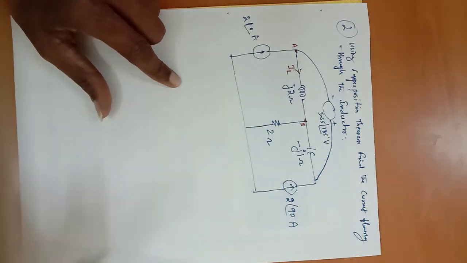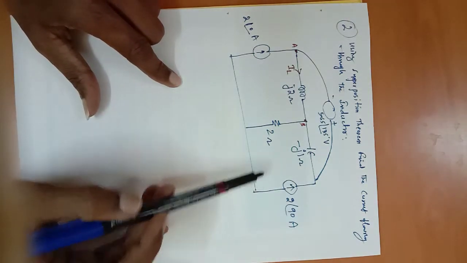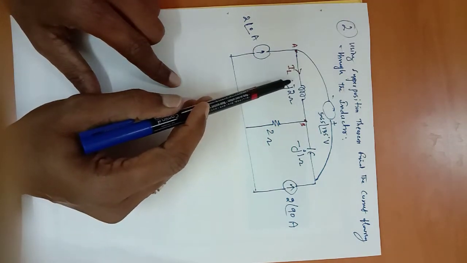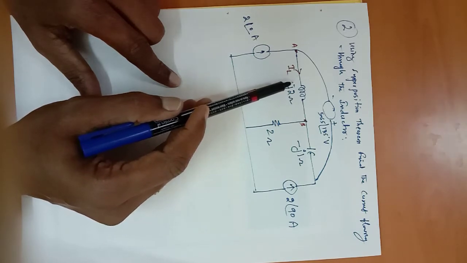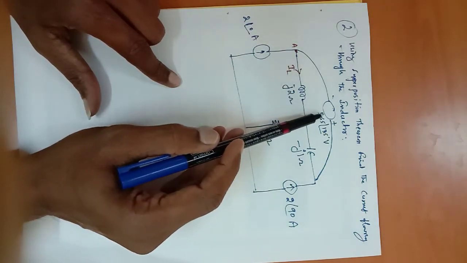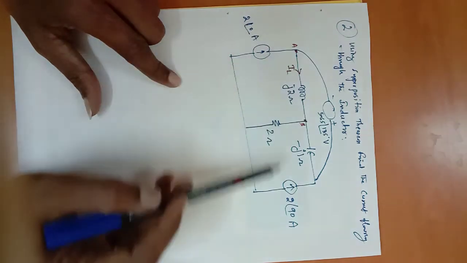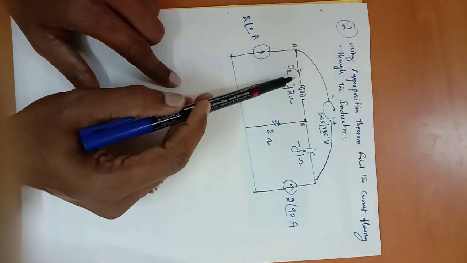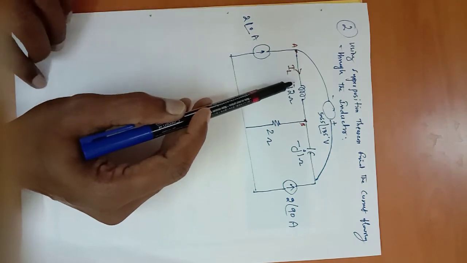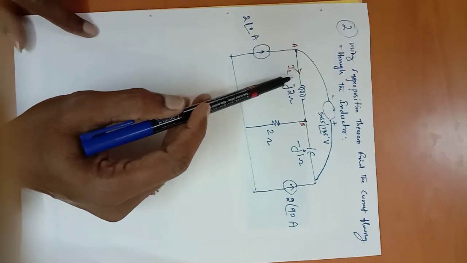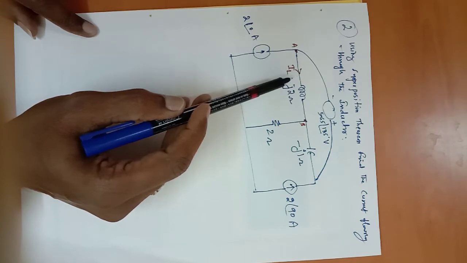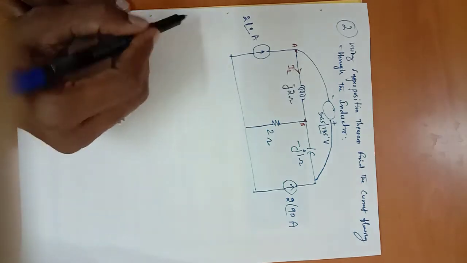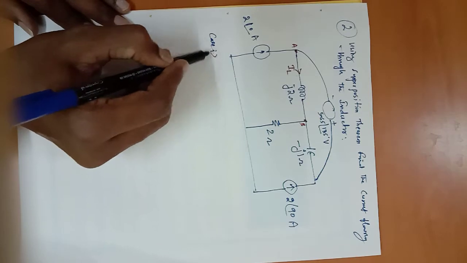Case 2, consider this current source. Again find the current flowing through the inductor. Let it be I double dash. Case 3, consider this voltage source acting alone. Make the remaining sources 0. Find the current through the inductor. Let it be I triple dash. Then according to superposition theorem, the actual current flowing through the inductor IL is given by I dash plus I double dash plus I triple dash. This is the concept. So case 1.